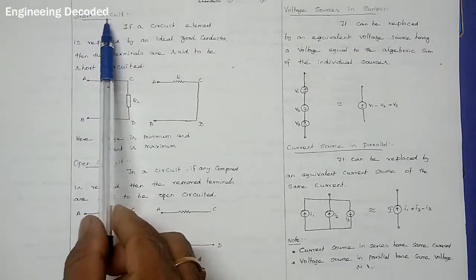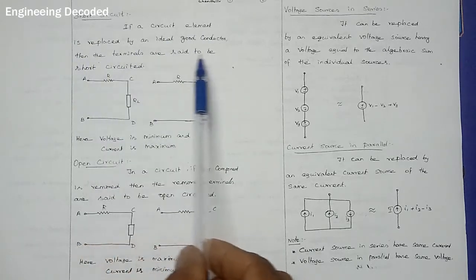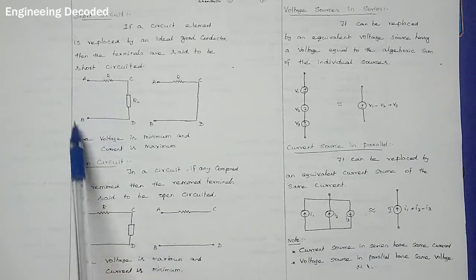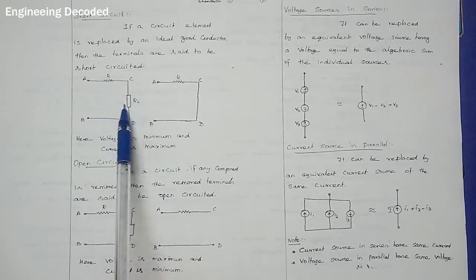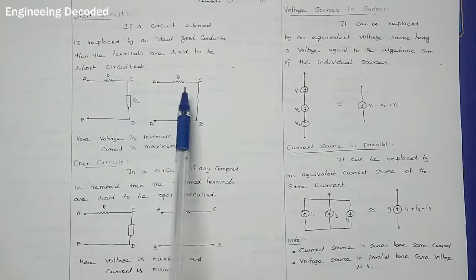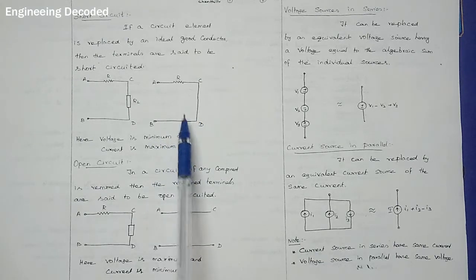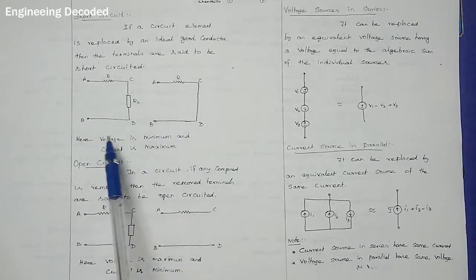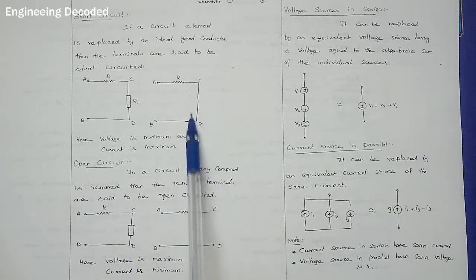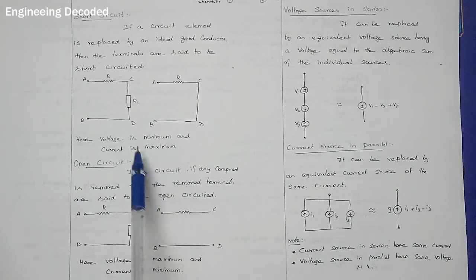Next we will see what is a short circuit. So if a circuit element is replaced by ideal good conductor, then it is said to be short circuited. So here you can see this circuit. So A, B, C, D. So you have a resistor here, you have a load here. So if you are removing this load and you are replacing it with a good conductor, such a circuit is called short circuit. So in a short circuit, voltage is minimum and current will be maximum, because it is a low resistive path. So current will flow through this. So current will be maximum and voltage will be minimum.